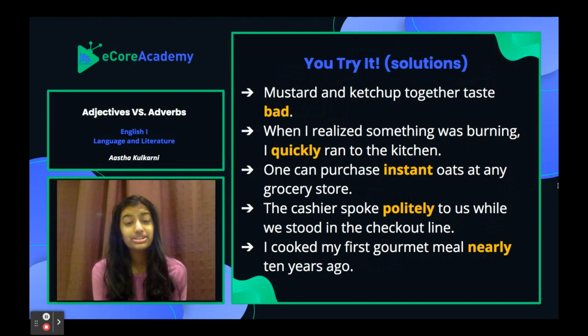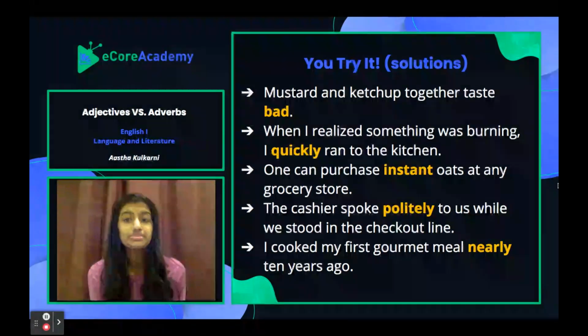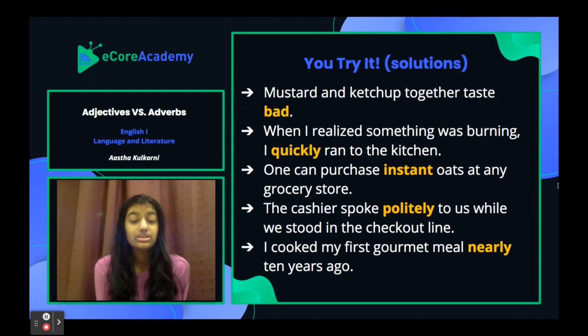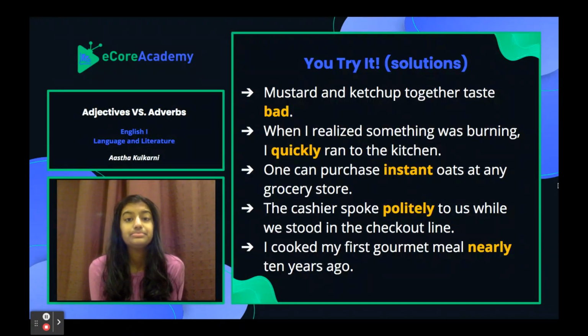All right, assuming that you're done, here are the correct answers. The first one is: mustard and ketchup together taste bad. Bad is describing the mustard and ketchup, so that is why we're going to be using an adjective.